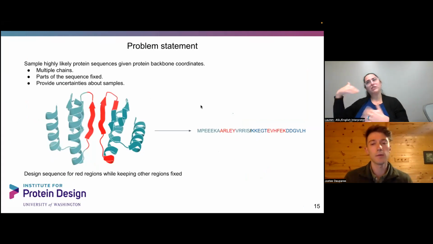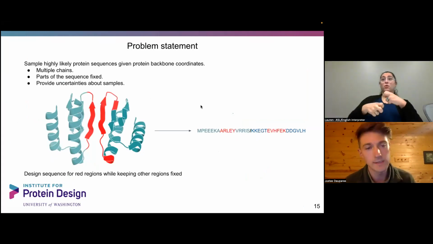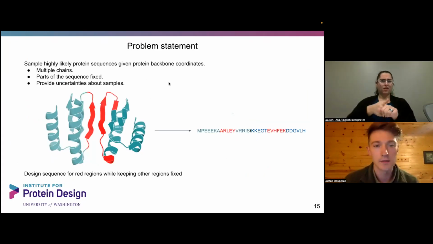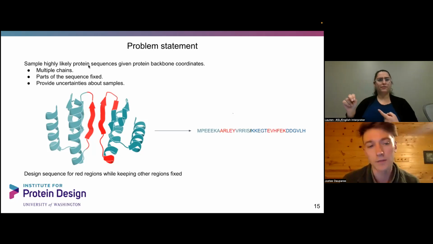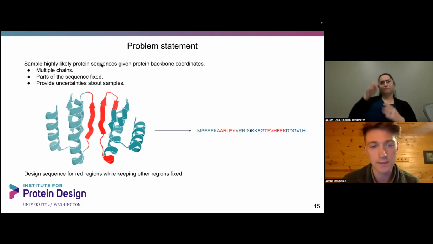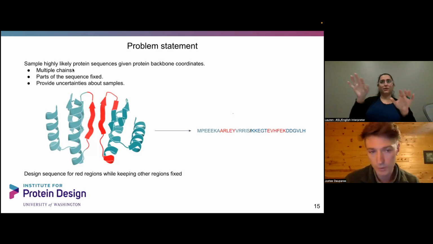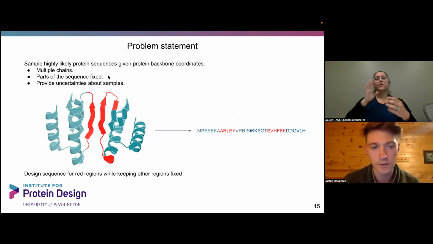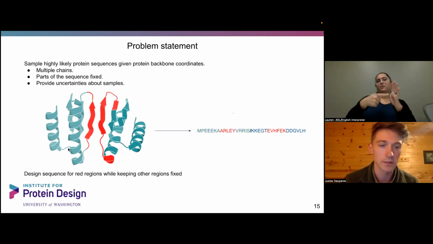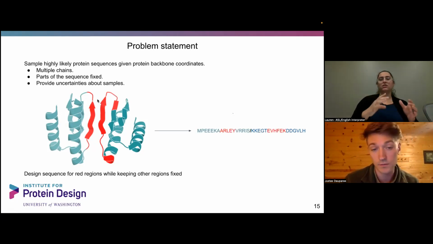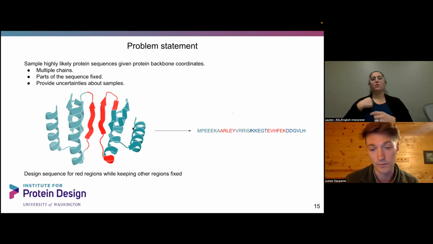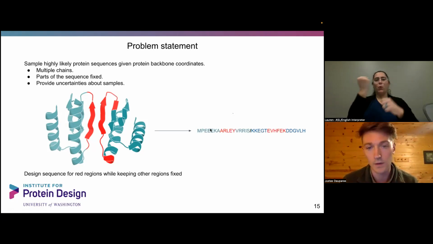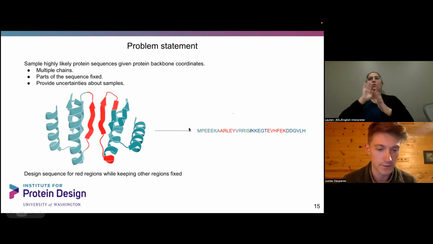So the problem statement, the idea behind ProteinMPNN, is to come up with a model that can sample sequences that are highly likely. We could model multiple chains, we could fix parts of the chain, and we provide uncertainty about the samples. This could be an example of two chains, one chain here and one chain here, and we want to fix everything and just redesign the interface, so just redesign the red parts, given all the rest. And the model would output the sequence and also the probabilities of the sequence.